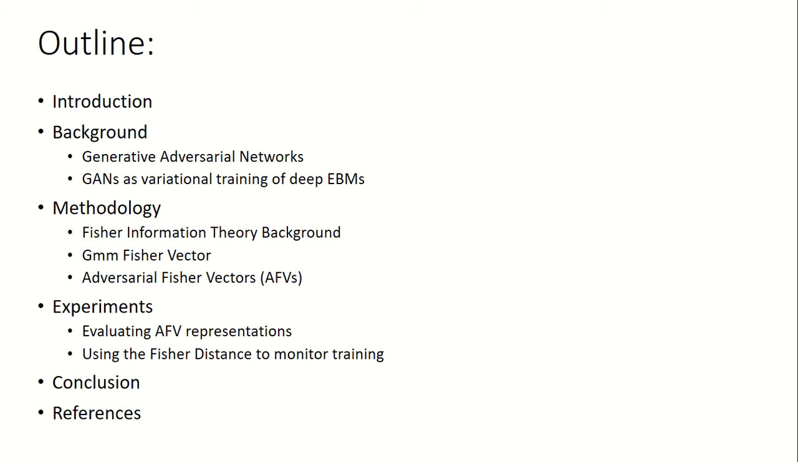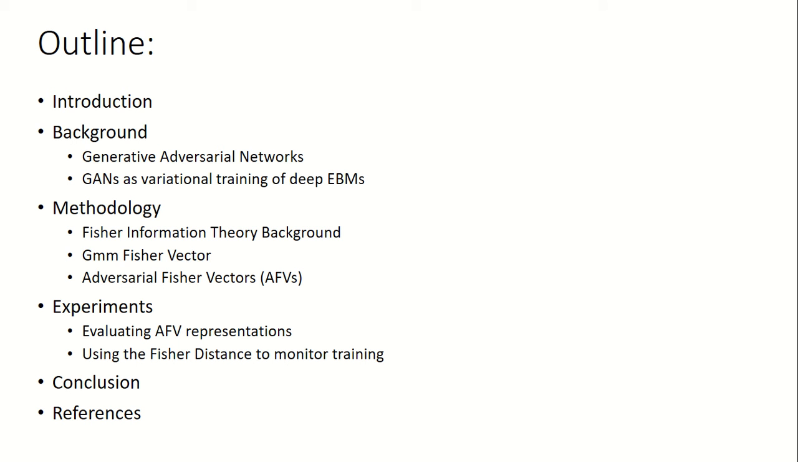So this is the outline of my presentation. First of all, I start with an introduction. Then I go over background where I cover generative adversarial networks in general and an energy-based view of GANs. Then I move to methodology: Fisher information theory background, Gaussian mixture model Fisher vector, and the topic of this paper, adversarial Fisher vector.